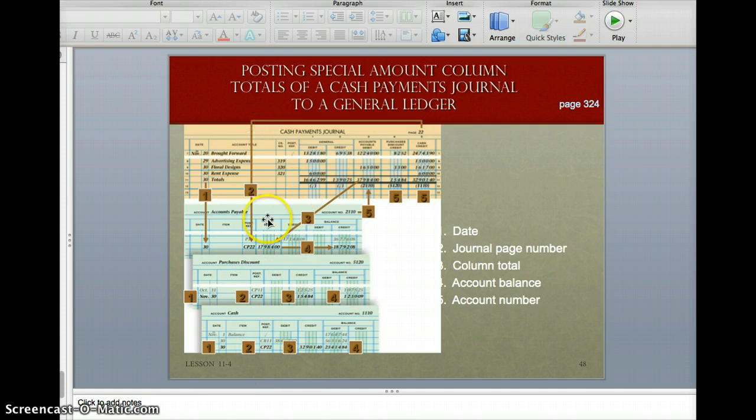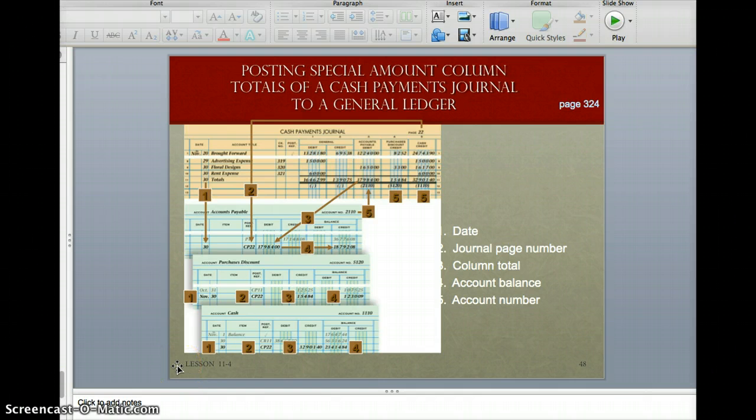And the same thing you've done in the other ones, you're going to take the date, the journal number, the column total for whichever one you're in, the account balance. So once you get it, you're going to change your account balance over here on each of them, each column matches up to its corresponding ledger. And then you're going to move those account numbers wherever you posted that column to go in parentheses underneath that column. And that is it for what we're doing in 11.4.